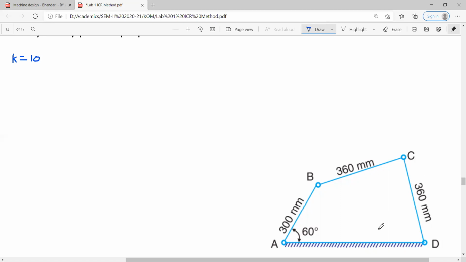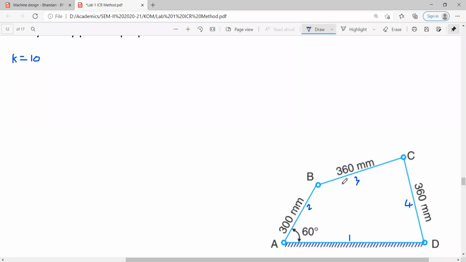After that, we give numbering to the links, starting with the fixed link. The fixed link is your link 1. Then this one is link 2. Link BC is link 3. And link CD is link 4.